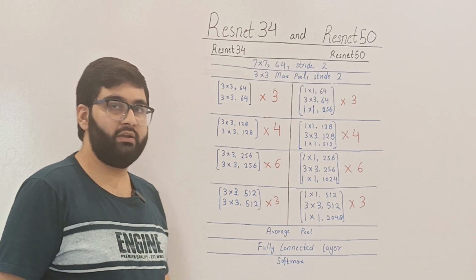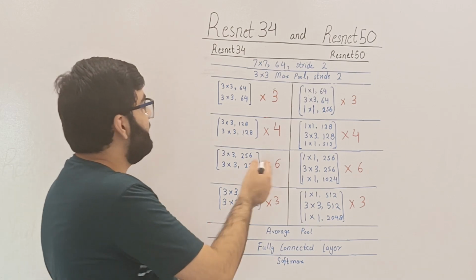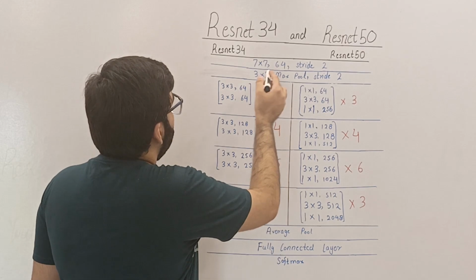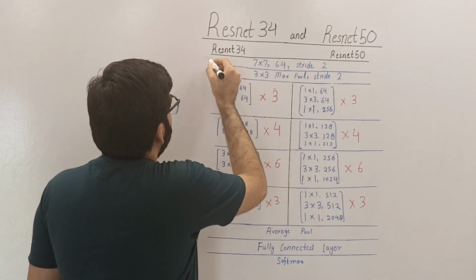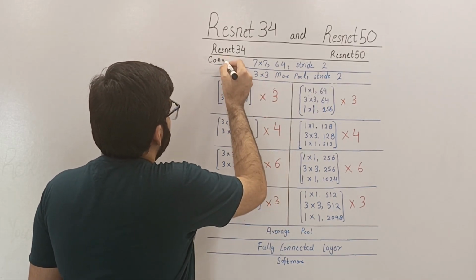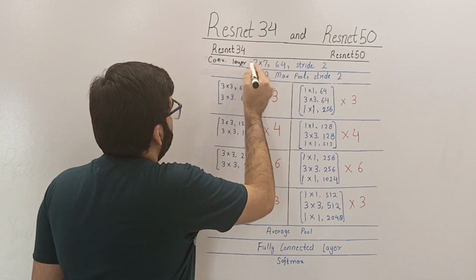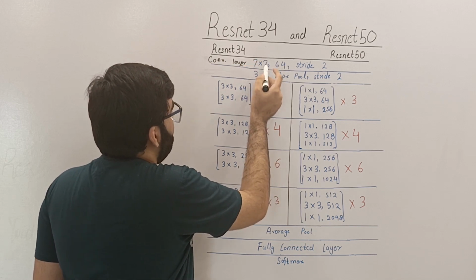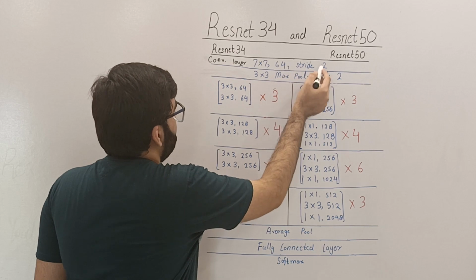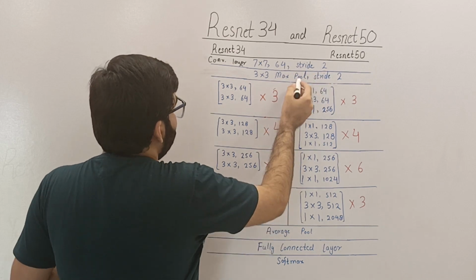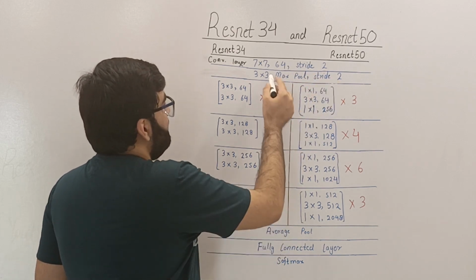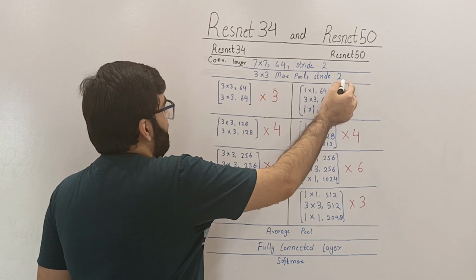I have drawn the architecture of both these models here and compared them. First of all, both these models have a convolutional layer in common. This is a convolutional layer with filter size of 7 by 7, 64 filters, and a stride of 2. Then both have a max pooling layer in common, a 3 by 3 filter size, and a stride of 2.